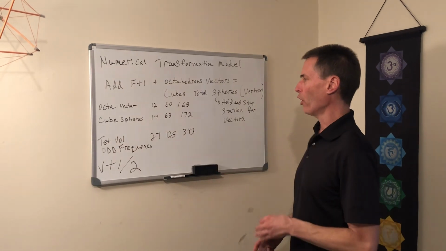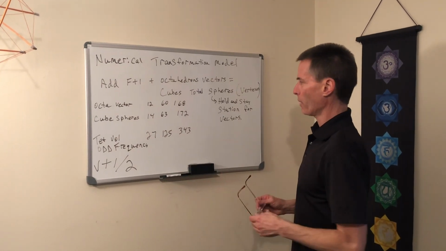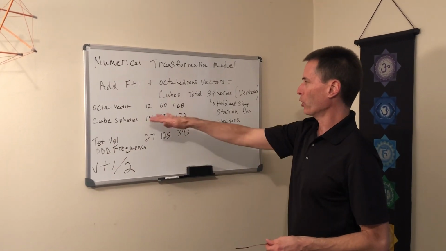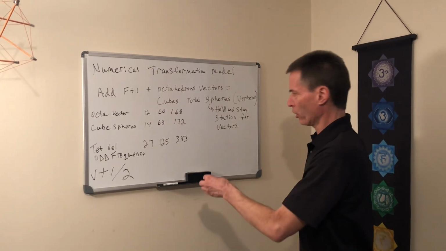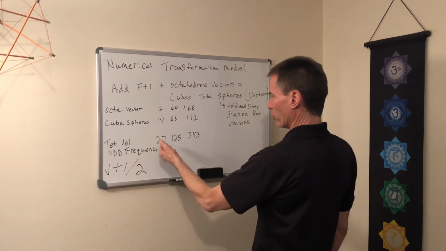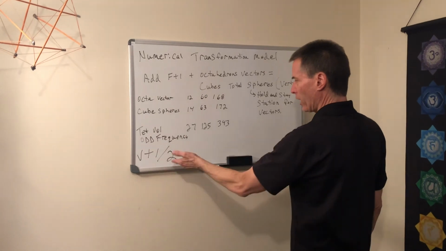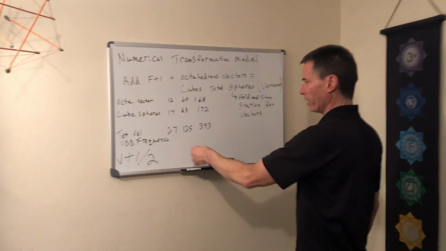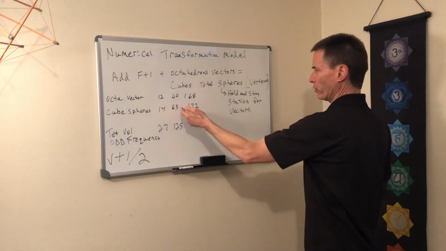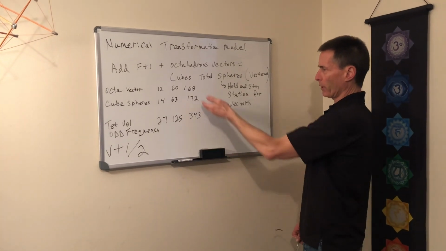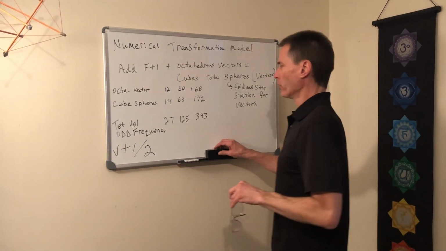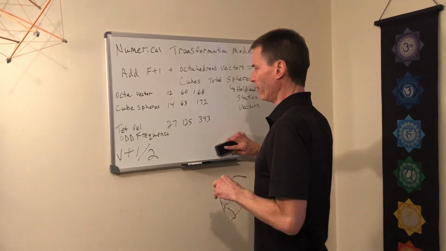The tetrahedron's volume, all of its odd volumes, can also transform into the cube spheres with an interesting, very easy to understand formula. The volume, for instance, 27 plus 1 divided by 2 is equal to 14. 125 plus 1 divided by 2 is 63. 343 plus 1 divided by 2 is 172. And those patterns continue ad infinitum.